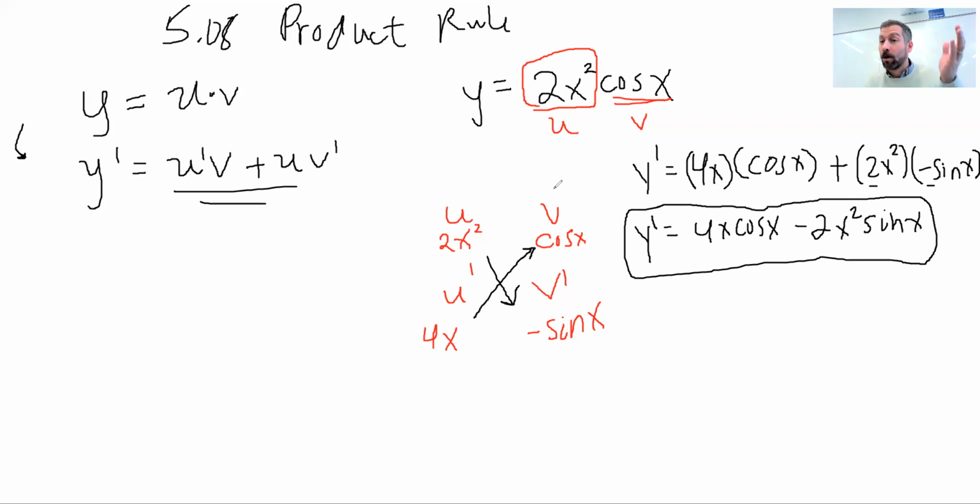So identifying what u and v are, what the two functions are, and then being able to put those in the correct order and then simplify if you need to. Okay, that is the product rule. If you wanted to talk about one more example, let's do one more example. Why not? We're here.